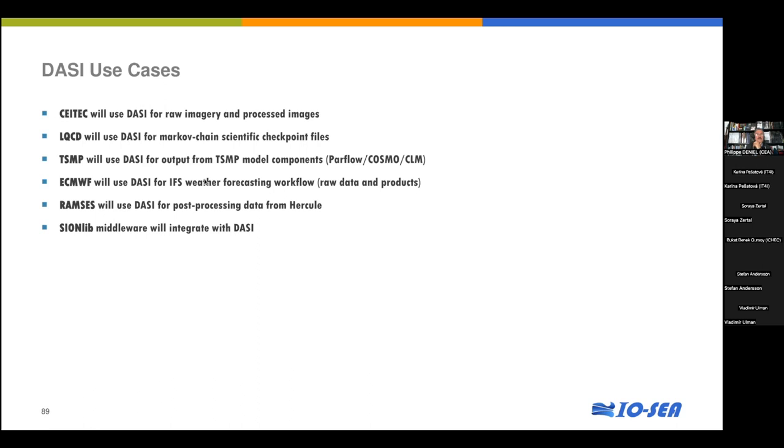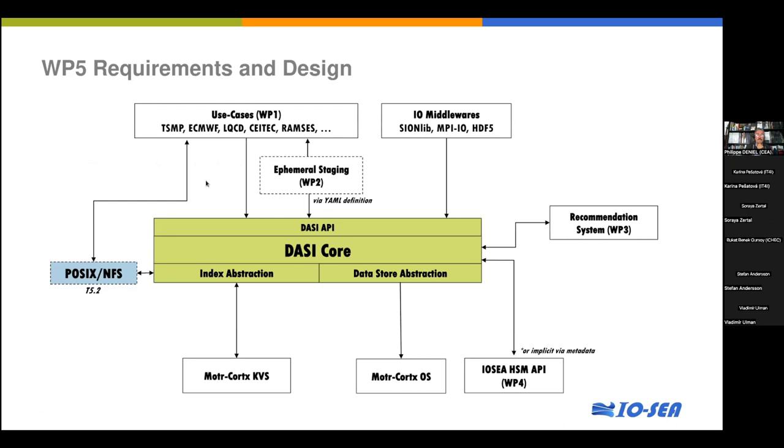We have the LQCD software on TSMP software at Jülich, Ramses simulation card at CEA, and ECMWF, which is the place where DAISY is created, which it uses for its weather forecasting workflow. The CyanLib middleware from Jülich is as well using DAISY. So the DAISY core, the DAISY architecture around the core, provides an index abstraction, a storage abstraction, and an API which is used by the different clients of DAISY.